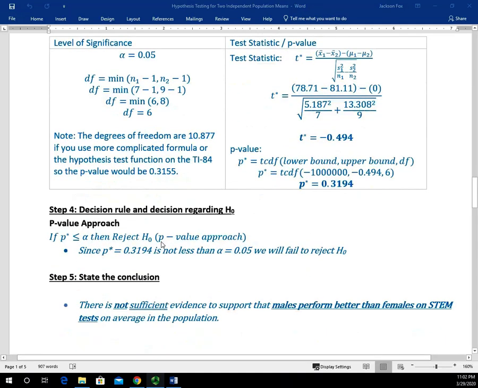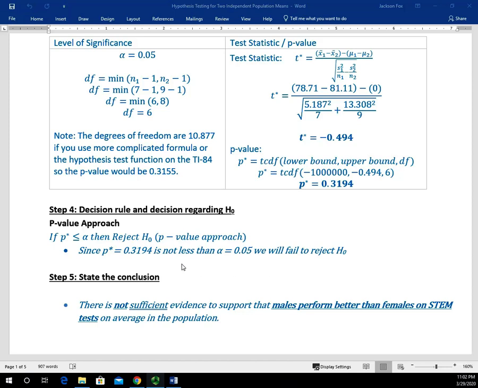So we're going to use the p-value approach. And that's all I'm going to focus on in this lesson and future lessons. You'll notice it's the same decision rule that we've used before. If our p-value is less than or equal to our alpha value, we're going to reject H sub 0. So now we actually have to compare the p-value to the alpha value and make a decision regarding our null hypothesis. So we're going to say, since our p-value of 0.3194 is not less than our alpha value of 0.05, we will fail to reject our null hypothesis. Okay, we're applying that rule. You're showing me what those values are and that you actually compared them, and you're making a decision regarding the null.